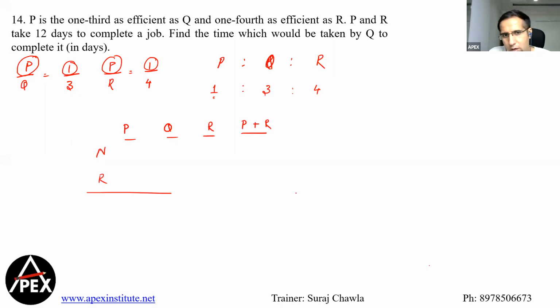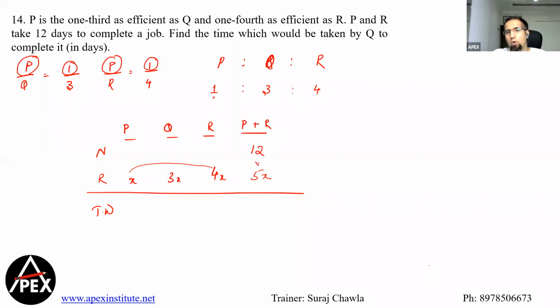N, R, and total work. So if P is doing X units, Q is doing 3X units, and R is doing 4X units. How much are P and R doing? X plus 4X. So P and R would be doing how much? 5X. Clear, guys? Now it says P and R can take 12 days to complete the job.